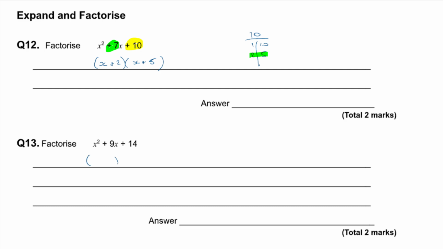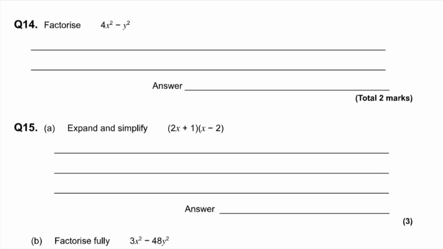Next one, factorise x squared plus 9x plus 14. Going to do it the same way. I know it factorises into two brackets. I know it's got something to do with the factor pairs of this 14 here. What are the factor pairs of 14? It's 1 and 14, 2 and 7. Which one of those pairs is going to deliver me 9 in the middle? It's those two, isn't it? It's the 2 and the 7. So I'm going to get (x + 2)(x + 7) as my two brackets.